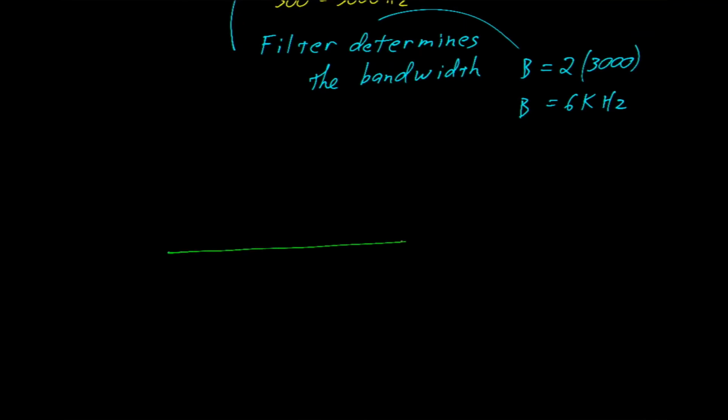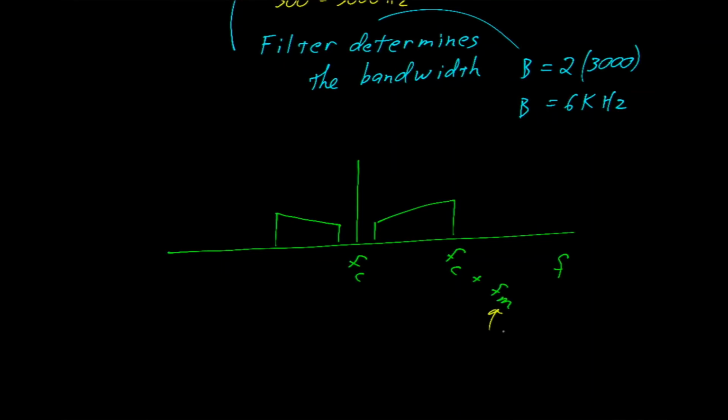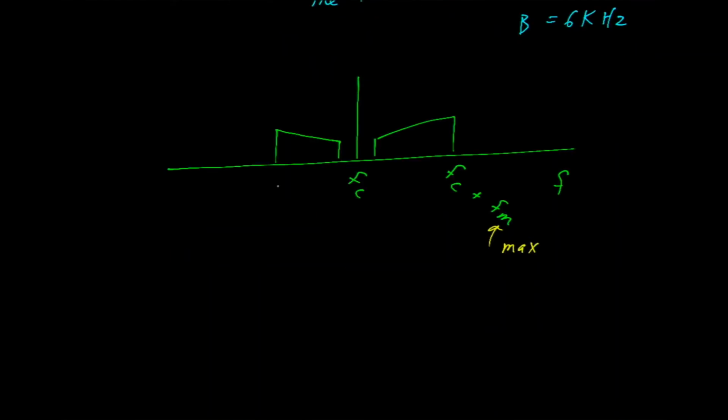If we were to draw a sketch of that particular station, we saw the carrier, we saw a wedge of frequencies for the upper sideband, and a mirrored wedge for the lower sideband. This was the frequency of the carrier. This would be the frequency of the carrier plus f sub m. We'll put a stipulation here that this is the maximum frequency, the upper frequency that you could hear. Likewise, this is fc minus f sub m max.